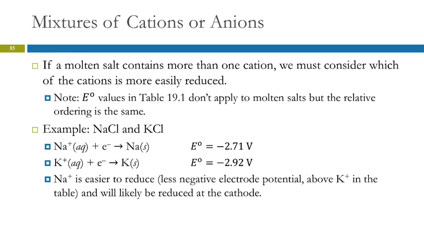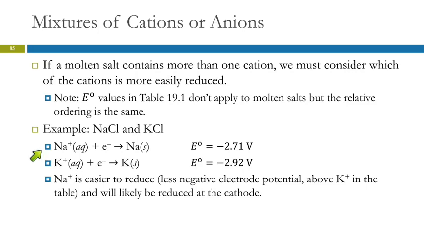If your molten salt has more than one cation, then you have to look at which one of those is going to be reduced. It's whichever one is easier to reduce. And so then you go look in the list of reduction potentials. It's important to remember that those standard potentials do not apply to molten salts. Those are for aqueous solutions at standard conditions of 1 molar concentrations. So the values don't apply, but the order is the same.